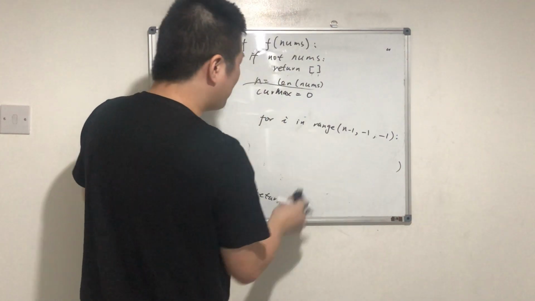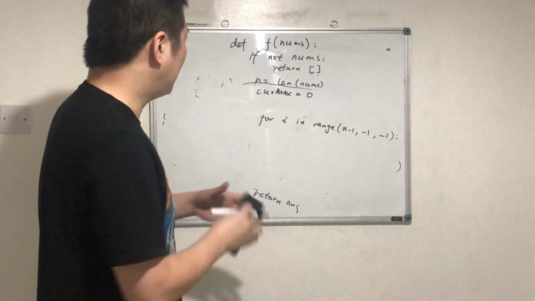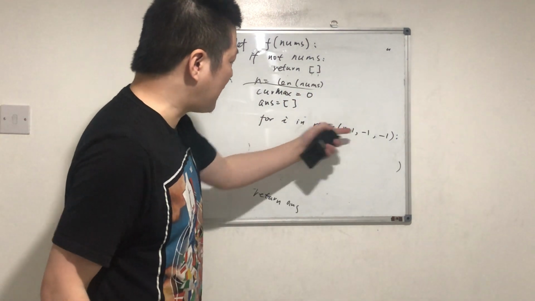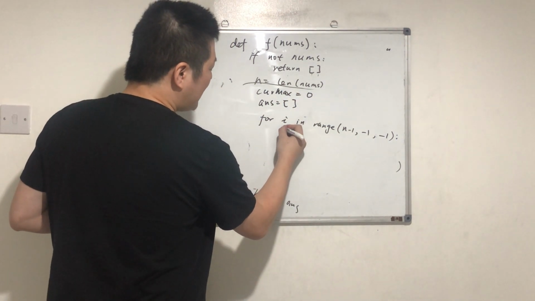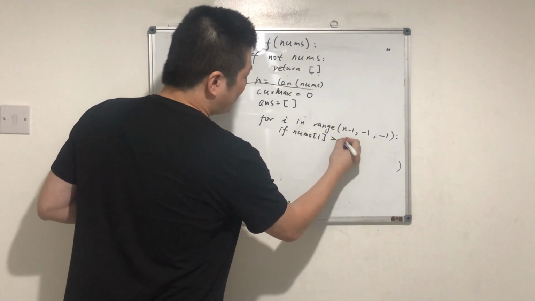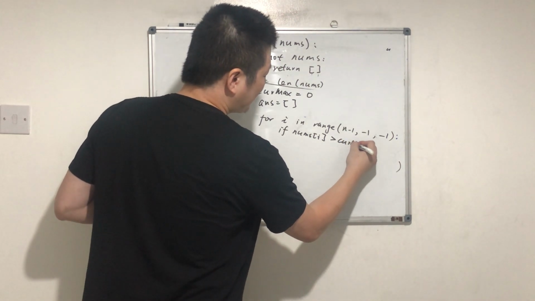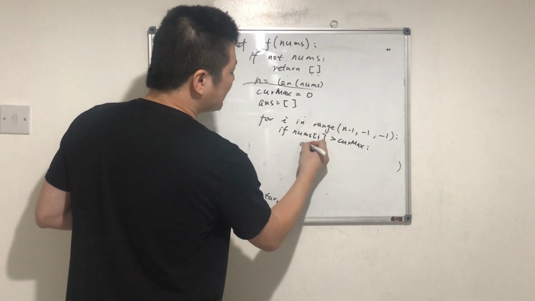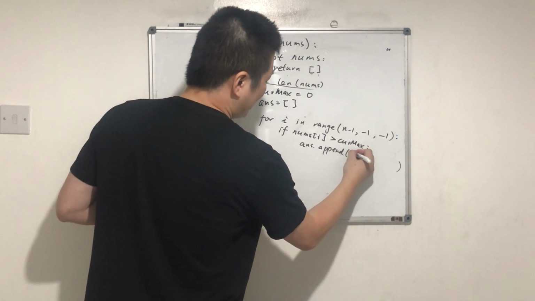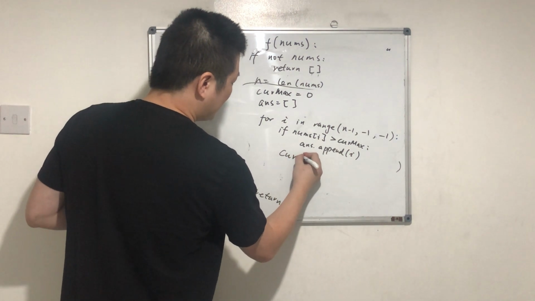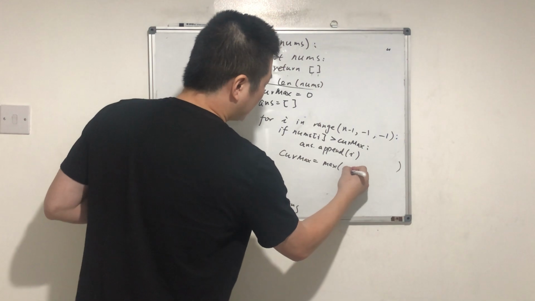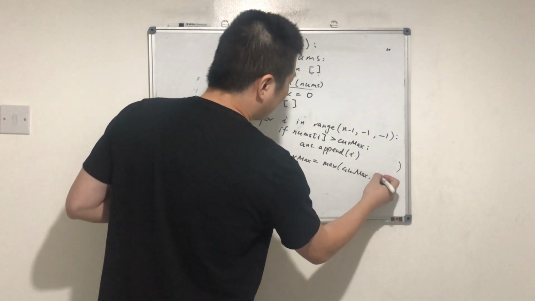We just do this: answer equals an empty list. For i in range, we start from the left. If nums at i is bigger than current max, does it make sense? Then we do answer dot append i, and then current max equals max of current max and, and what should I put here?